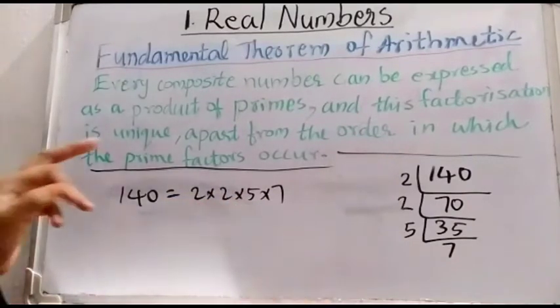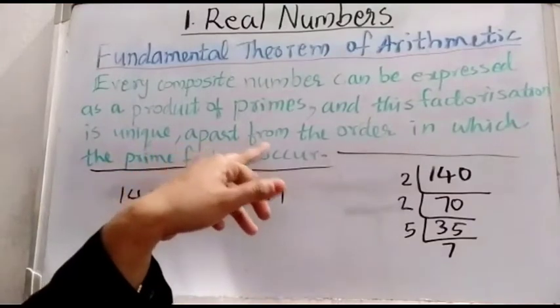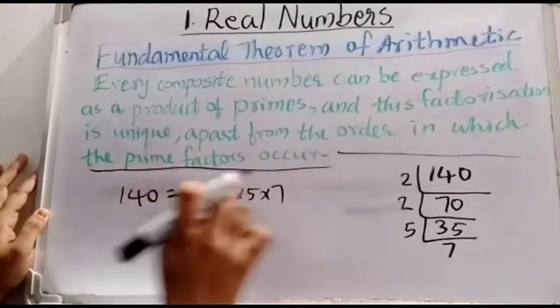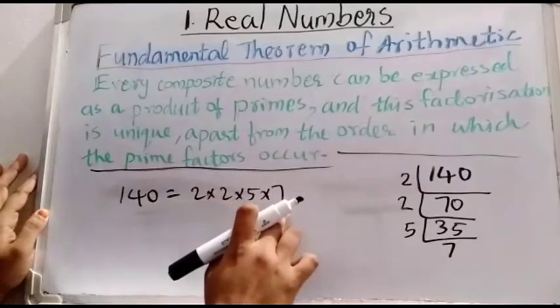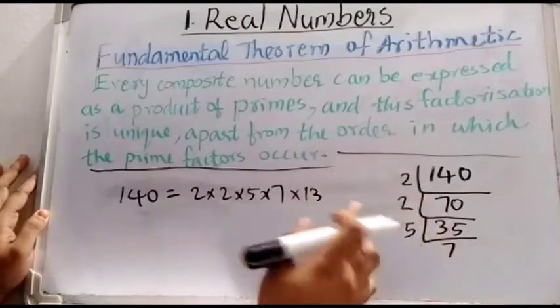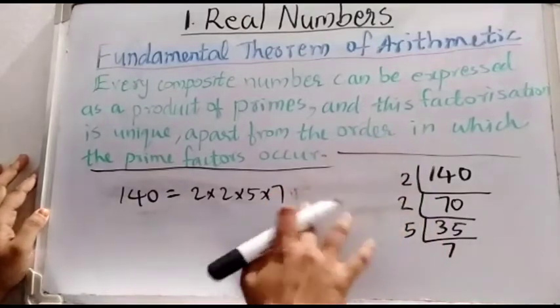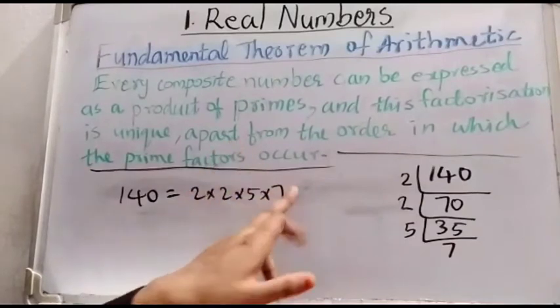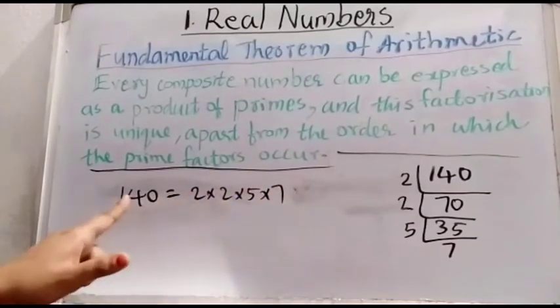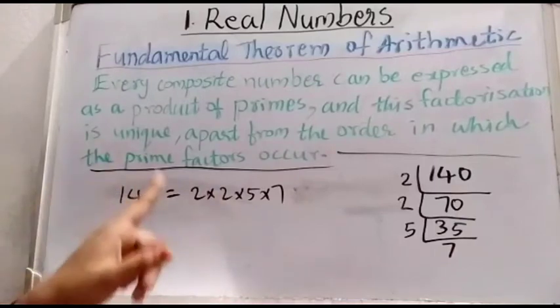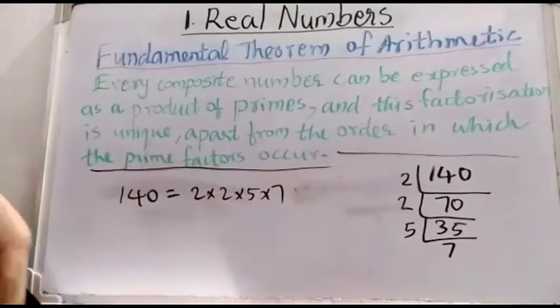Then this factorization is unique. That means to express this composite number, only these factors we are using. We cannot use 13 or any other number, or avoid any number here. 2, 2, 5, 7: these 4 prime factors we are using to express this composite number 140. So the second sentence is also clear.